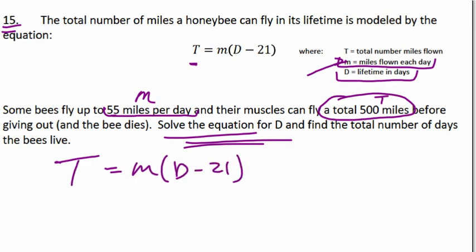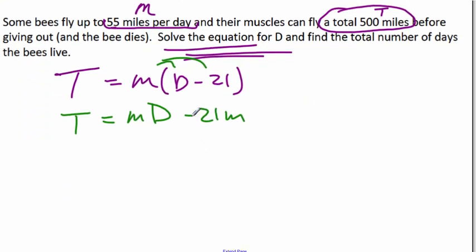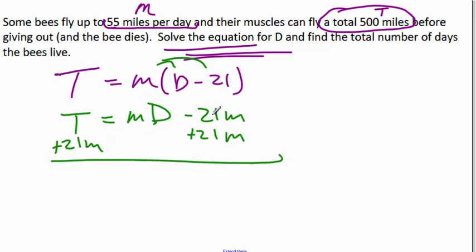Now, just for all you distributive property fans out there, let's do the distributive property on this one. You don't have to. You could divide by M, but then it gets kind of tricky. This is the best way to do it. So we get T equals MD minus 21M, because you use the distributive property. I'm then going to add 21M to each side. We want to get D by itself. That's our goal. So get rid of this other term there. We're left with T plus 21M equals MD.